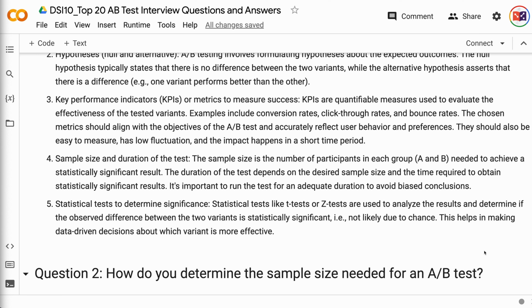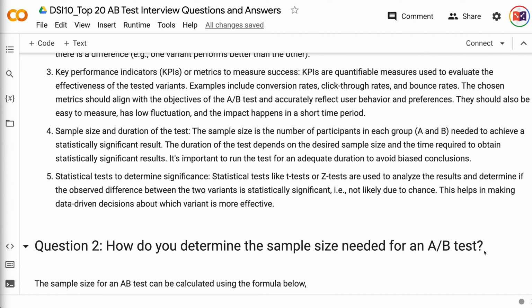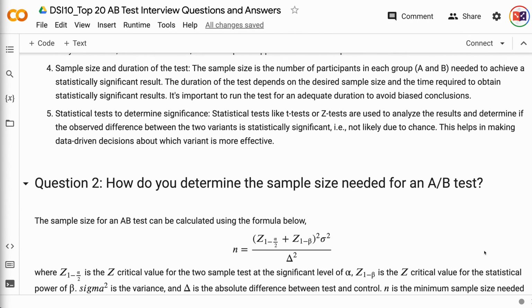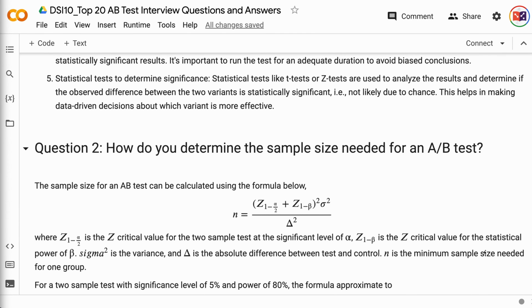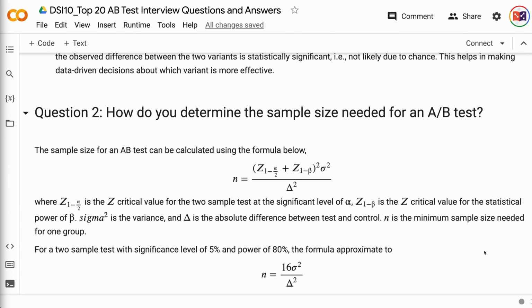4. Sample size and duration of the test. The sample size is the number of participants in each group needed to achieve a statistically significant result. The duration of the test depends on the desired sample size and the time required to obtain statistically significant results. It's important to run the test for an adequate duration to avoid biased conclusions. 5. Statistical tests to determine significance. Statistical tests like t-tests or z-tests are used to analyze the results and determine if the observed difference between the two variants is statistically significant, that is, not likely due to chance. This helps in making data-driven decisions about which variant is more effective.